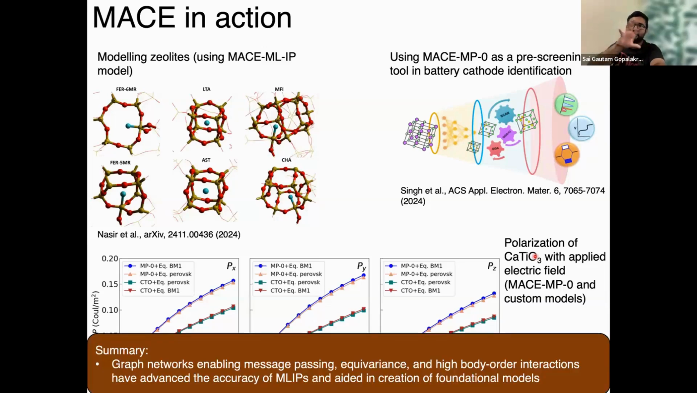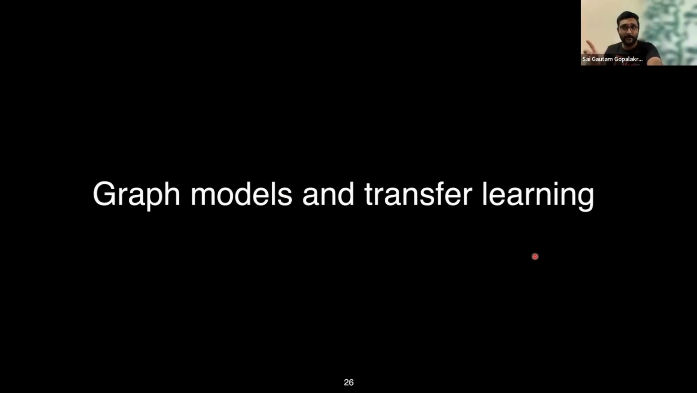Graph networks are in general quite useful for modeling materials, and in the specific case of interatomic potentials, they have sort of opened the possibility of having very accurate interatomic potentials and very good foundational models. So that's on graph networks and interatomic potentials. I'll give you a couple more examples: one on transfer learning and one on diffusion models.